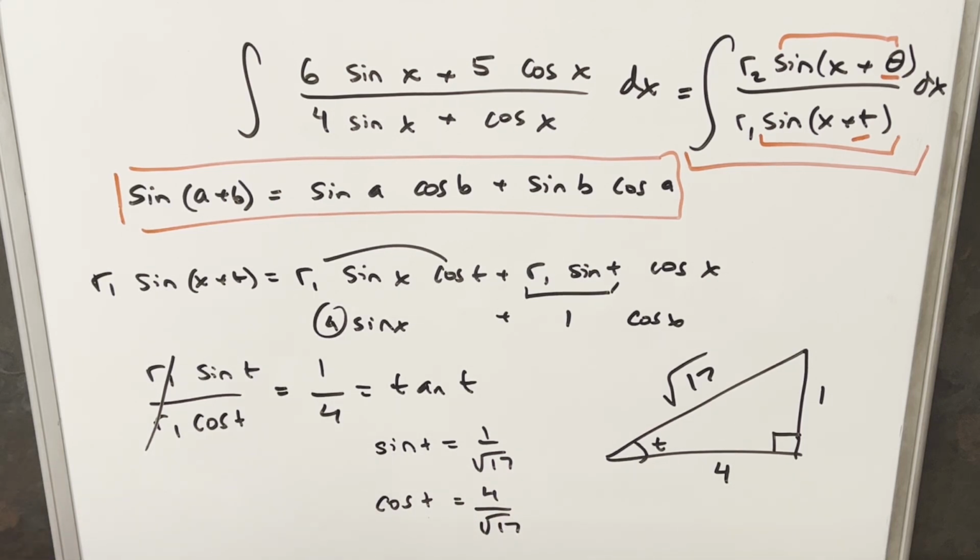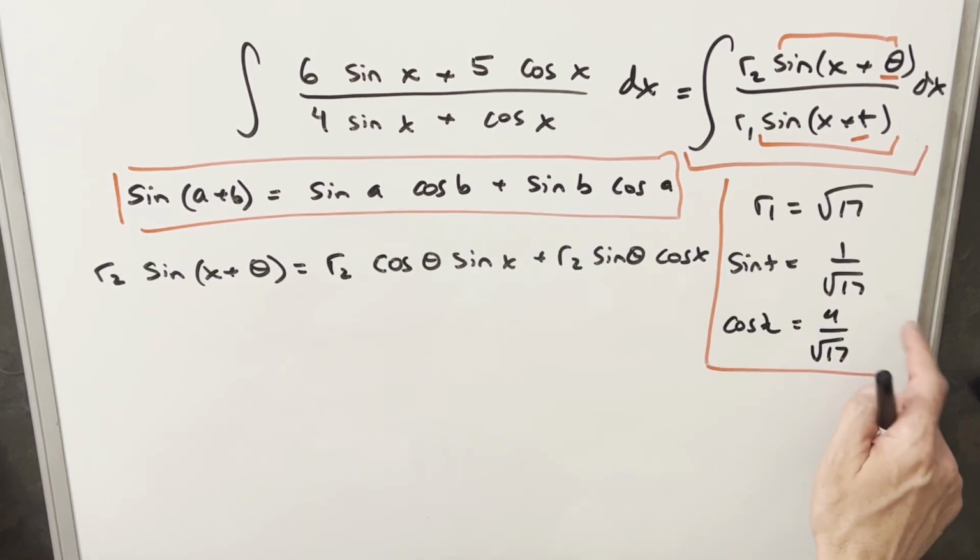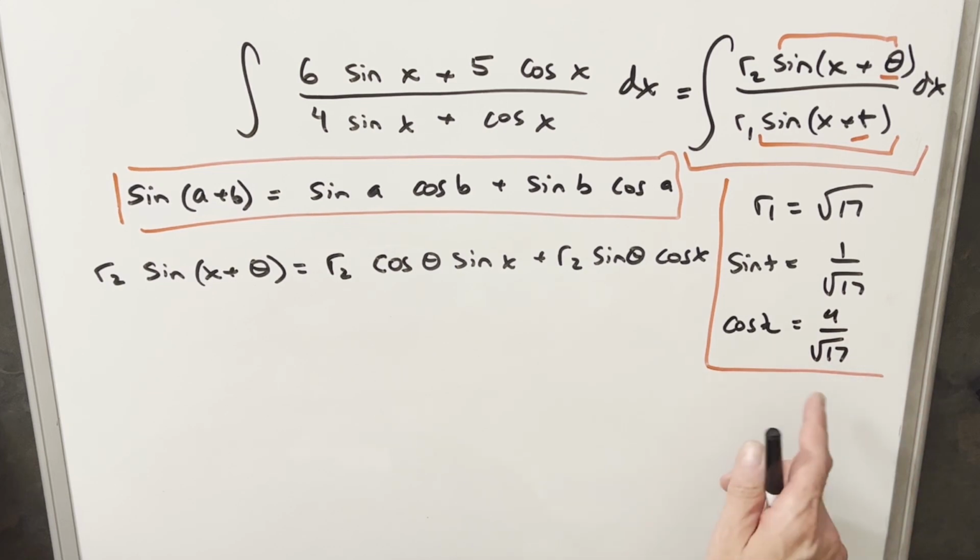Then you can get your r1 value, and notice r1 has to be square root of 17. Just confirming it, you can validate that r1 sine t gives us back our 1 value if you multiply that out, and the same thing with r1 times cos t. If you multiply that, it'll give you 4. Okay, now I've captured those values over here on the right, so we don't forget those.